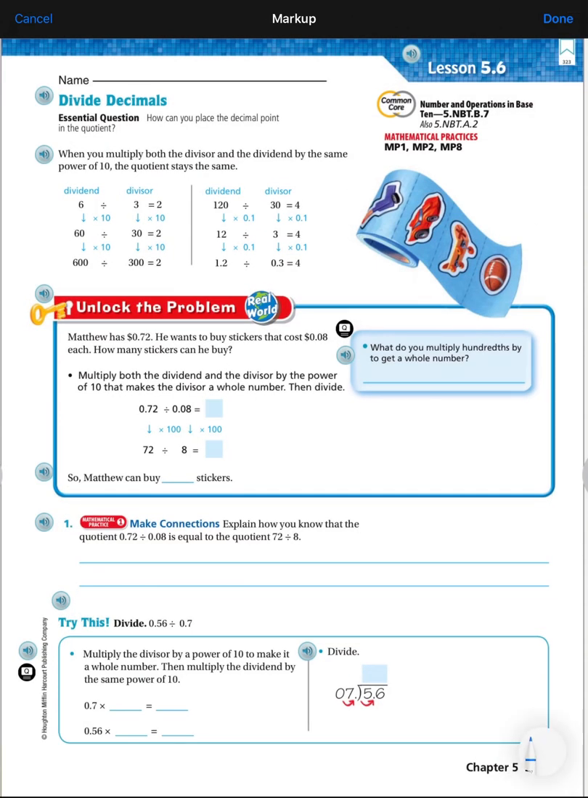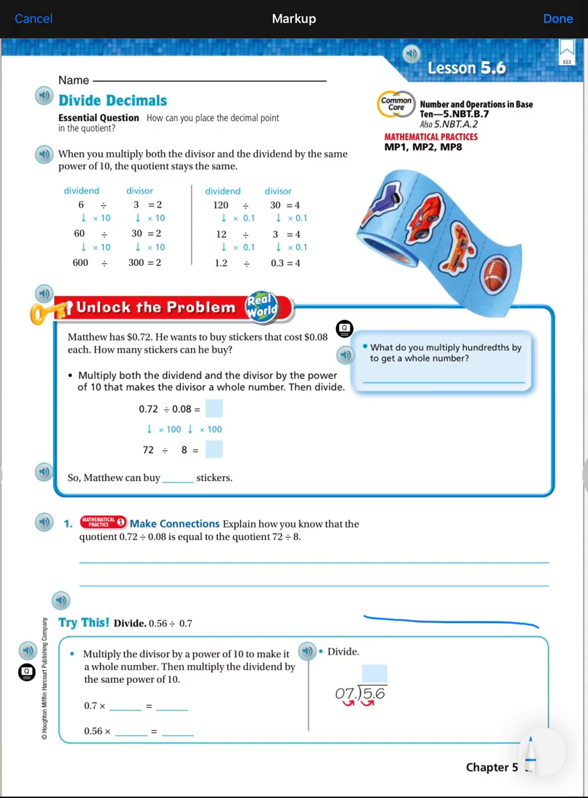Hi everyone, today we are going to be working on lesson 5.6 in our Go Math materials. This is dividing decimals, so we're going to look at dividing numbers with decimals and how to put our decimal point in there. This does start on page 323 and it goes all the way through page 328, okay? So 323 through 328.